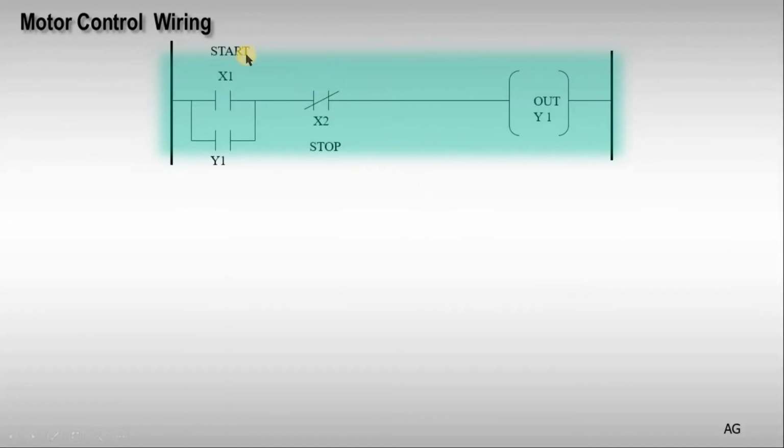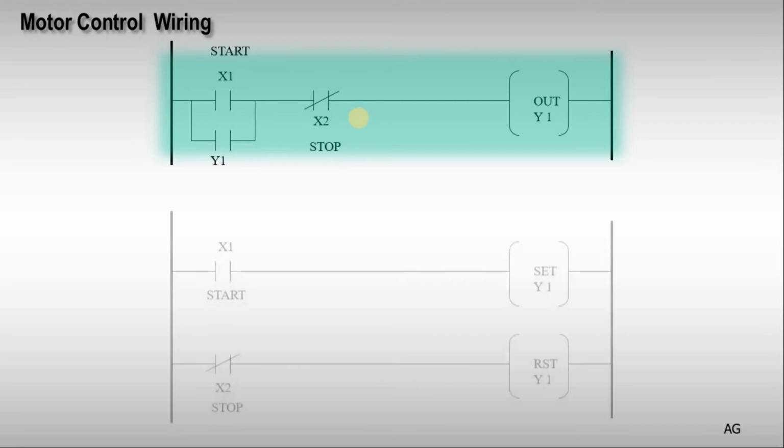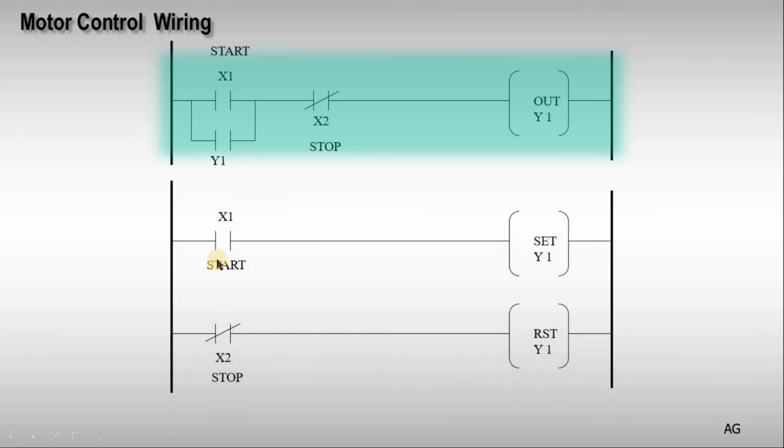Now this is the motor control wiring in the PLC programming in the ladder. Do we have another alternative? Yes, we do. This is a much easier one, and you can understand it very quickly.